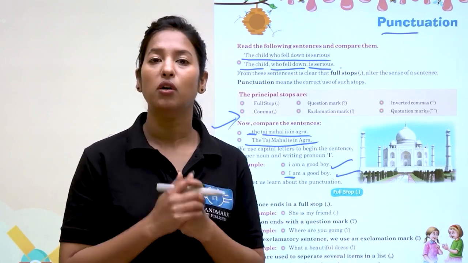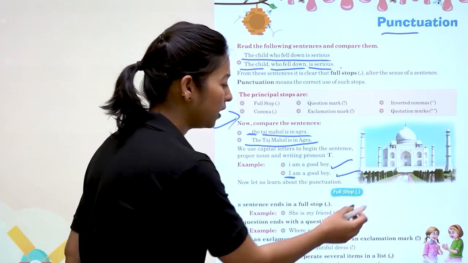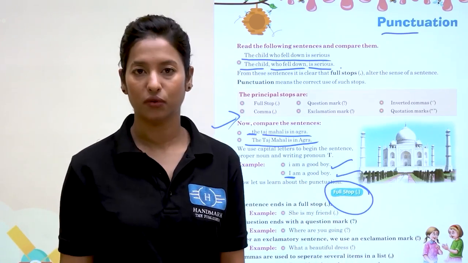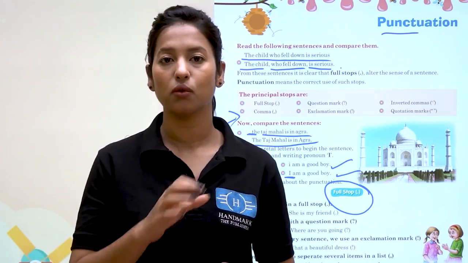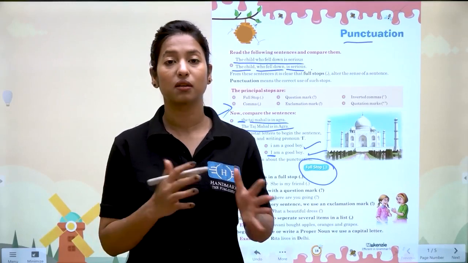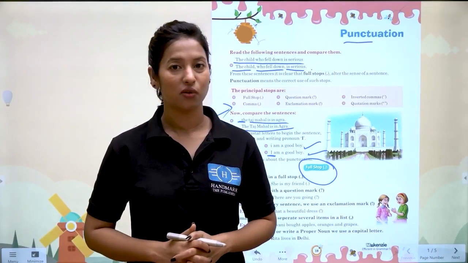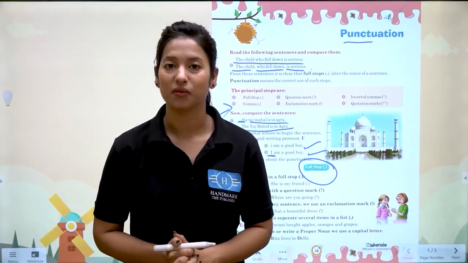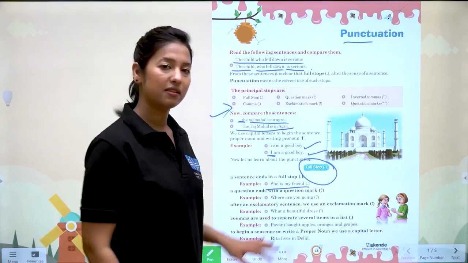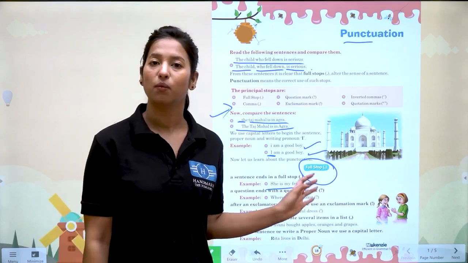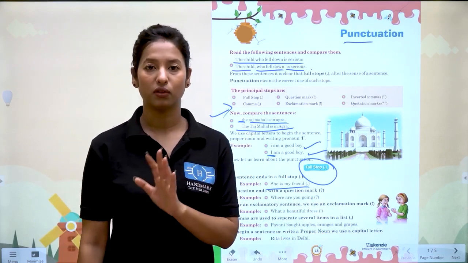Now let's learn about punctuations. Children, the first punctuation mark is full stop. As we have already discussed, full stop is used to end a statement, a simple sentence, which is also known as declarative or assertive sentence. So, for example, she is my friend. It is a simple statement, that's why we end it with a full stop.